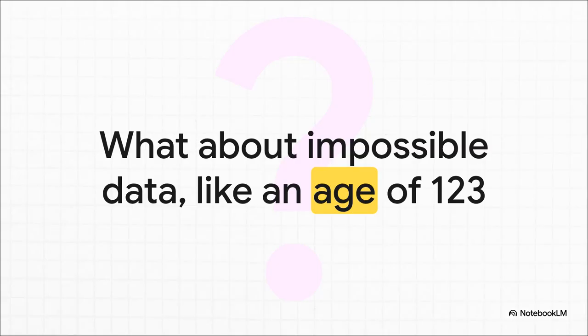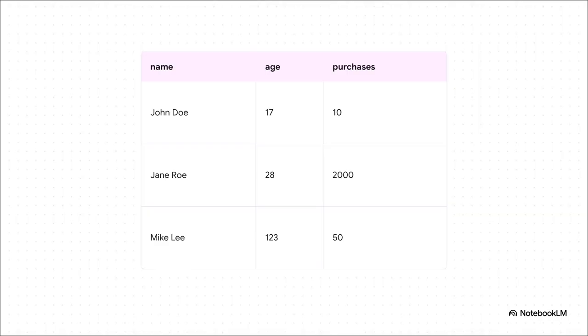So that's text. But what about data that is just impossible? Like an age of 123. These are outliers. They're values so far outside the normal range that you can be pretty certain they're just errors. You can see the problem right here. Mike's age is 123? Not likely. And Jane made 2,000 purchases? That seems pretty suspicious. If we leave these values in, they're going to completely throw off any calculations we try to make, like finding the average age or average number of purchases.